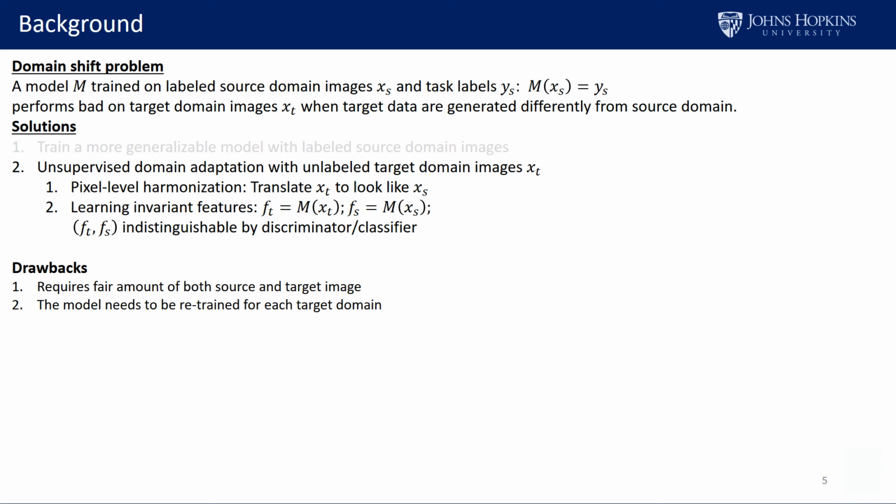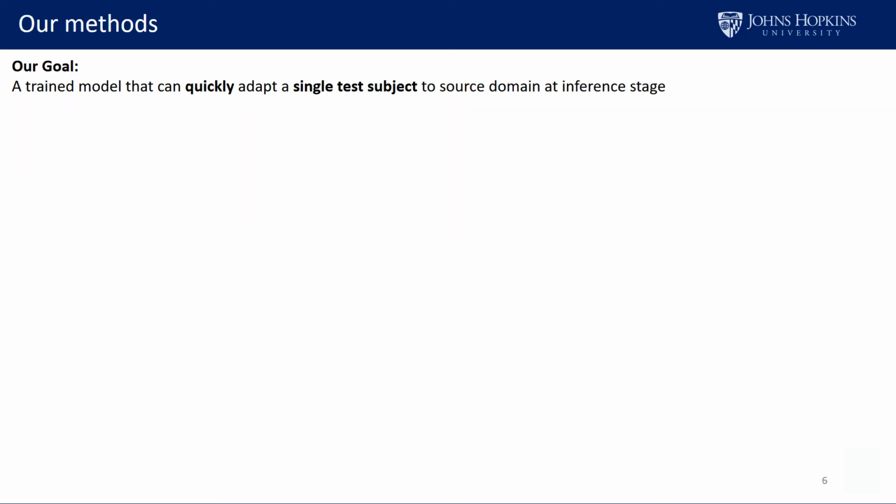The second is to train a model M to learn domain invariant features. We train the model M such that the target features Ft and the source features Fs are not distinguishable by a discriminator or classifier. The drawbacks of the currently existing unsupervised domain adaptation methods include requiring a fair amount of both source and target images, and the model needs to be retrained for each target domain. So the ideal case and our goal is to find a model that can quickly adapt a single test subject to the source domain at inference stage.